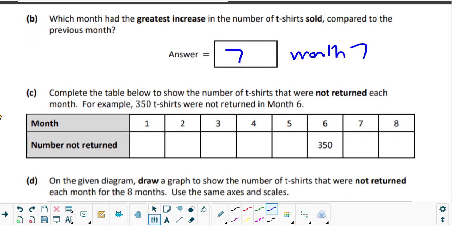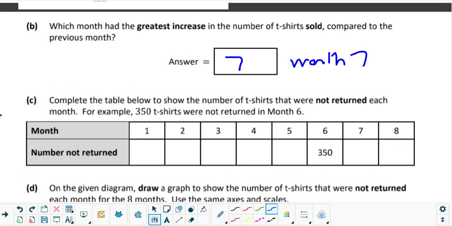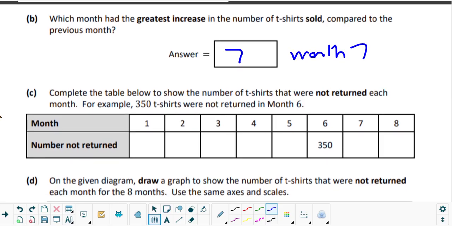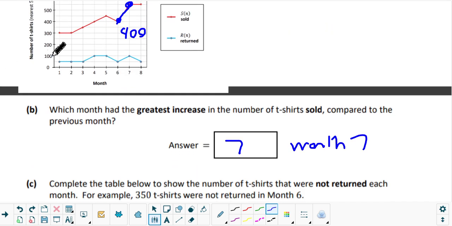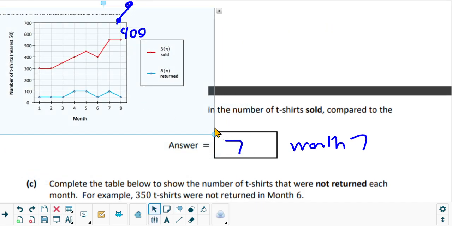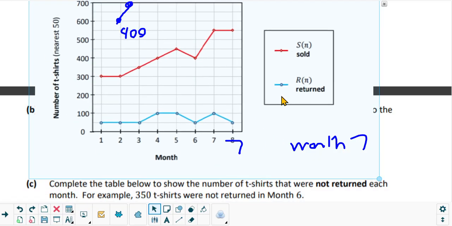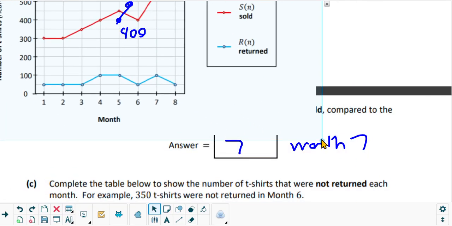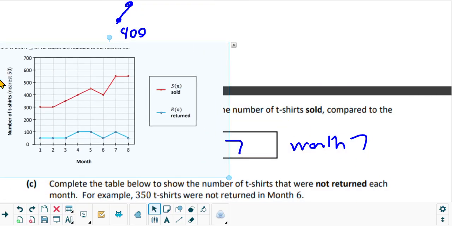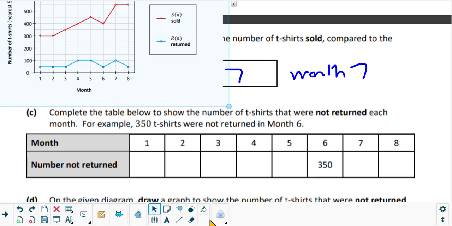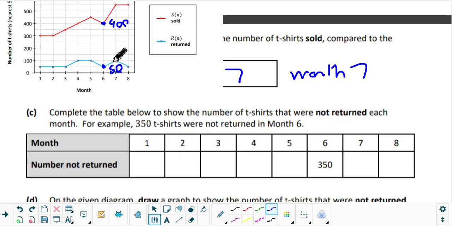Complete the table below to show the number of t-shirts that were not returned each month. For example, 350 were not returned in month 6. So I'm going to bring my diagram downwards. Might enlarge it slightly. Alright. So here we go. So, where did we get the 350 from? Well, that was 50. And this is 400. And what's 400 take 50? Okay, so now we know what we do.